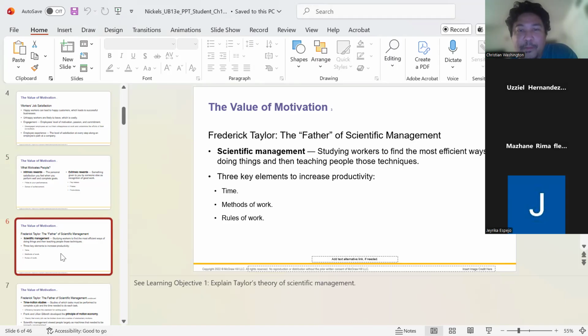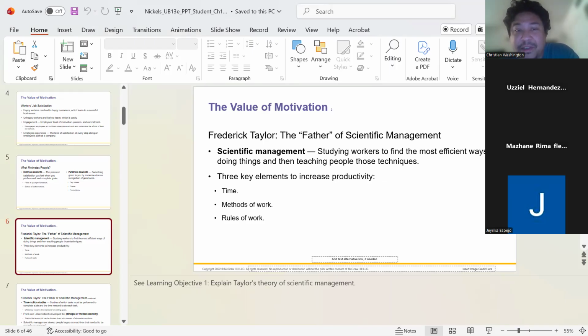Scientific method studies workers to find the most efficient way of doing things and then teaching people those techniques. So the question is, do you feel that particularly, so the thing is that these methods are not necessarily new methods. These are methods that have been around for a while. These are scientific observations that have been around for a while.